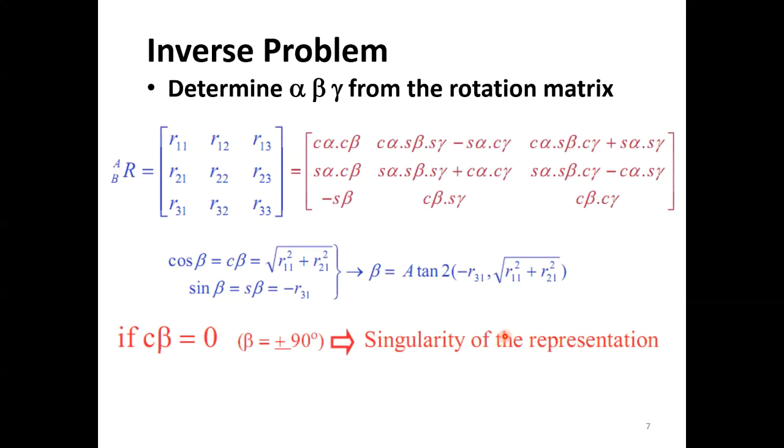Now, what if cos beta is 0? If cos beta is 0, beta is plus or minus 90 degrees. In that case, this doesn't work. Cos beta is 0 means you can't divide by 0. So you are in a situation called mathematical singularity. It is not only a mathematical problem, it is also a physical problem. In that situation, how do you control the robot arm?